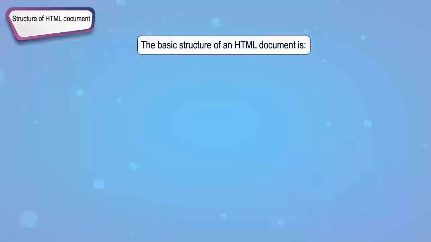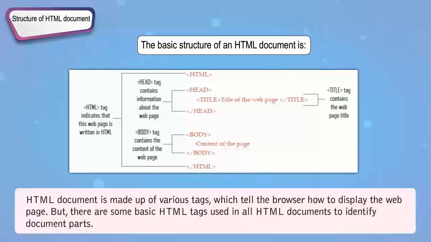Structure of HTML document. The basic structure of an HTML document: an HTML document is made up of various tags which tell the browser how to display the web page. But there are some basic HTML tags used in all HTML documents to identify document parts.